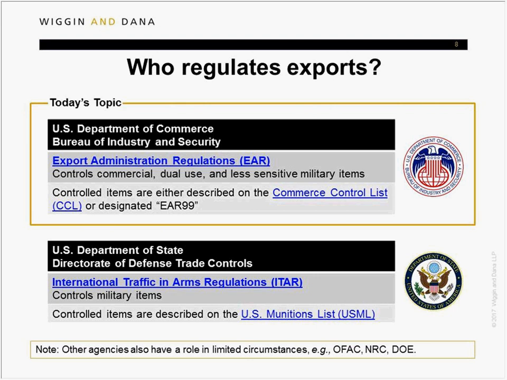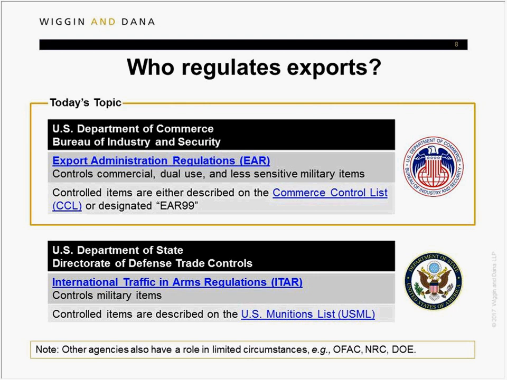And the way you know whether something is controlled by the Export Administration Regulations is that it is either described on the Commerce Control List, referred to as the CCL, which is a great big list of many items that are controlled, and then other items that are not sensitive enough to warrant description on the CCL, but which are subject to the EAR, and those are EAR 99 items, which we will talk about in a few minutes.